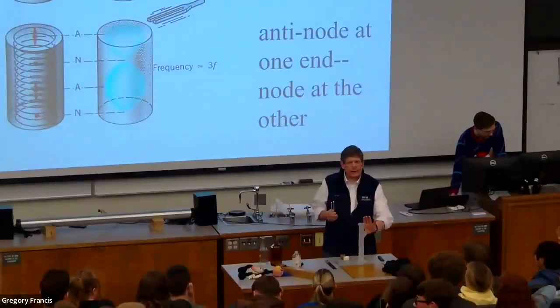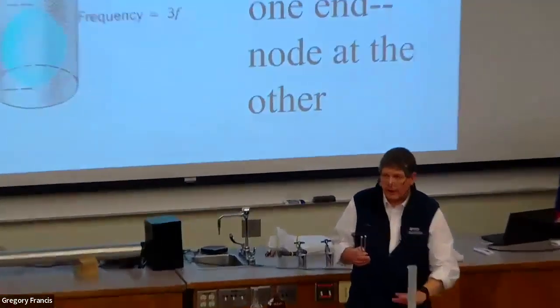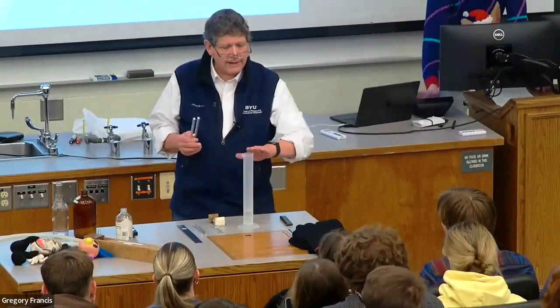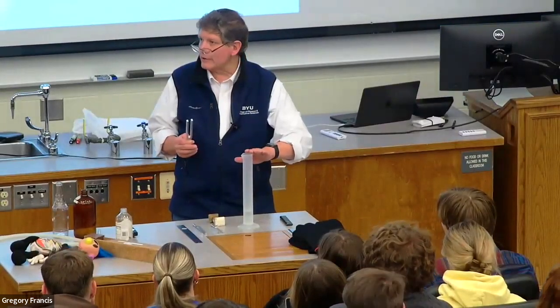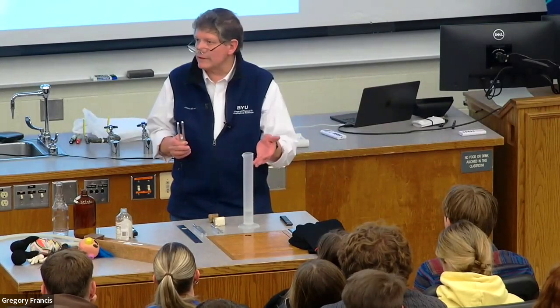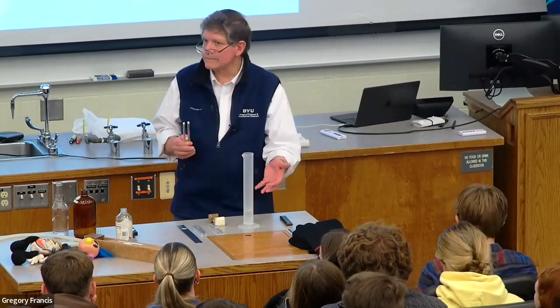But I don't have to fit a whole wavelength in here. I've got water forming a fixed boundary at the bottom. That's going to be a node. And at the top, I've got an antinode. So how much of my wavelength do I have to fit in this column of air here? Tell your neighbor real quick.